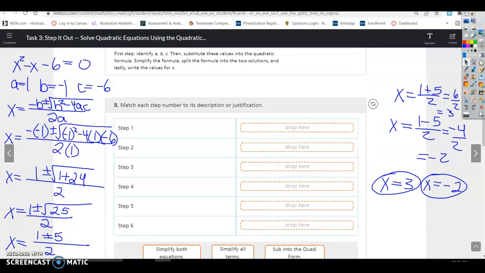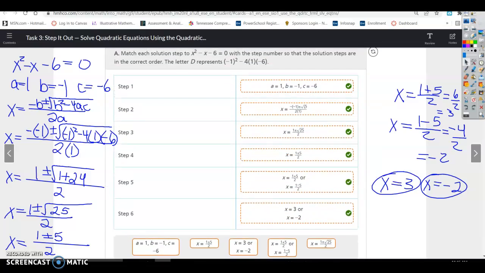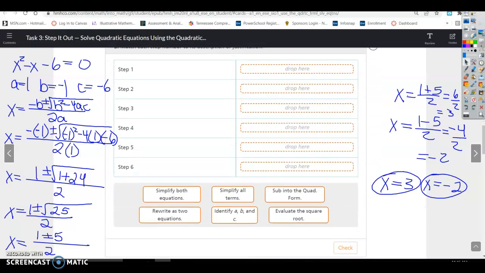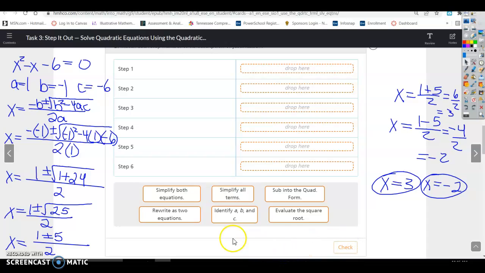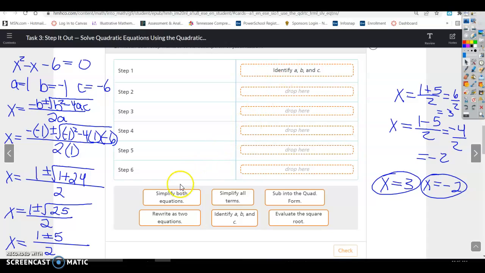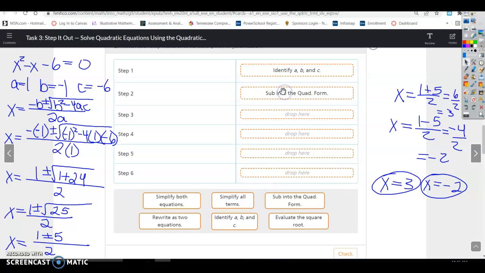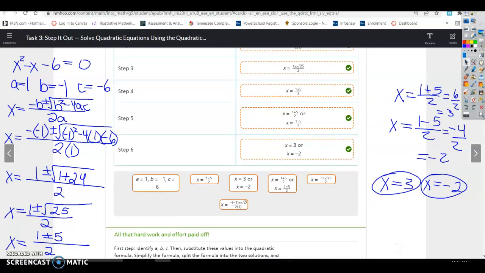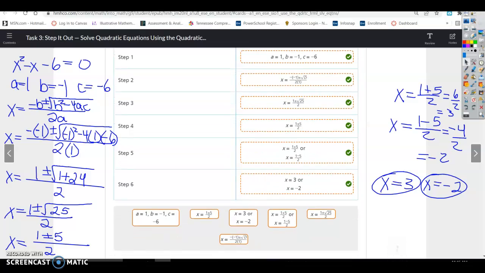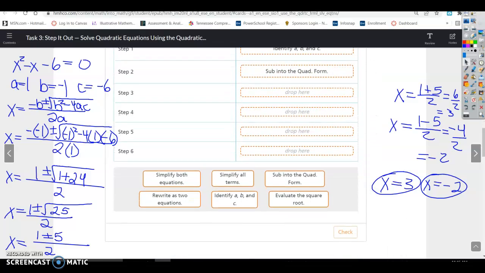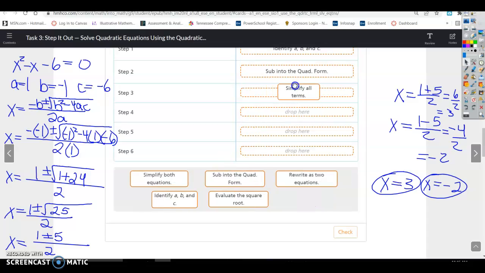All right, so step 1, what did we do? Step 1, we chose our A, B, and C. Step 2, we found the quadratic formula. So step 1, identify A, B, and C. Step 2, substitute into the quadratic formula. All right, for step 3, they simplified each of the terms. So simplify each term.